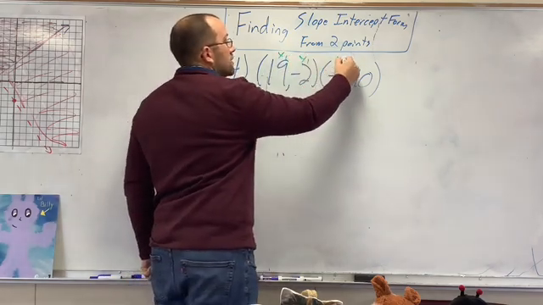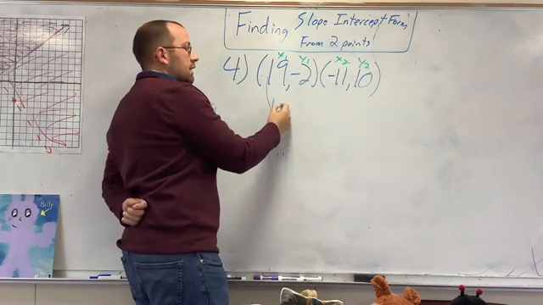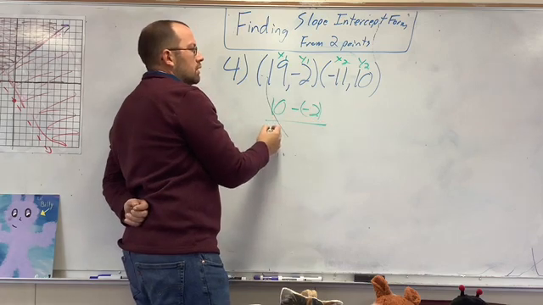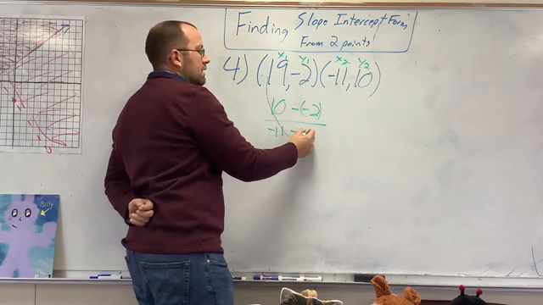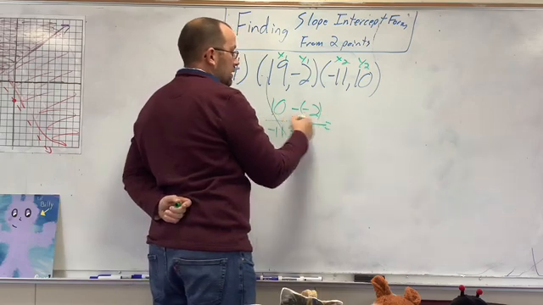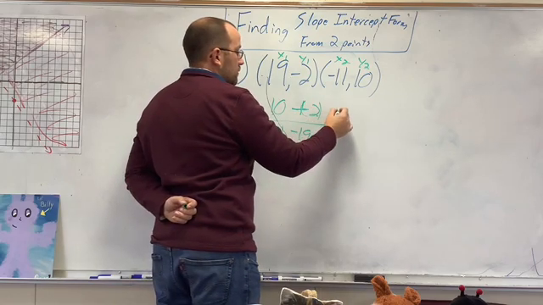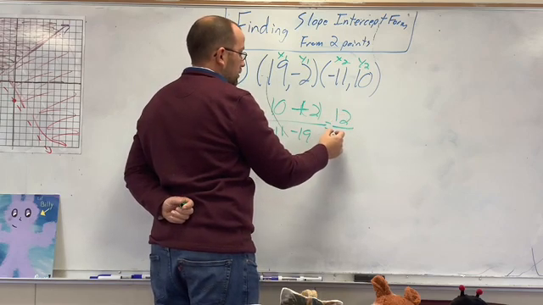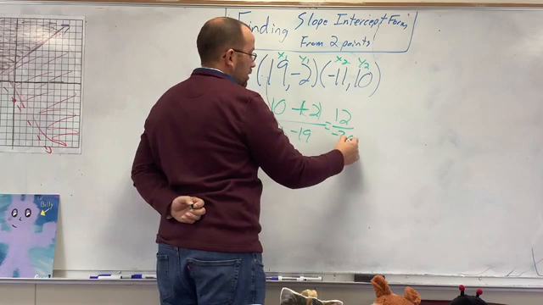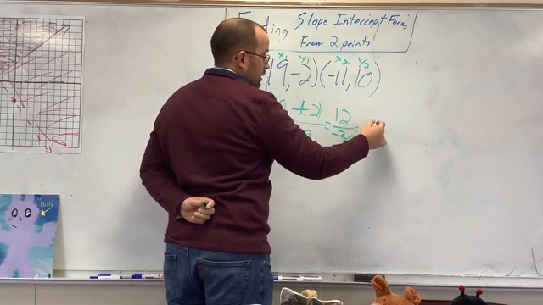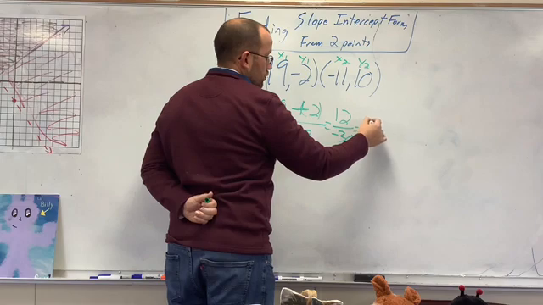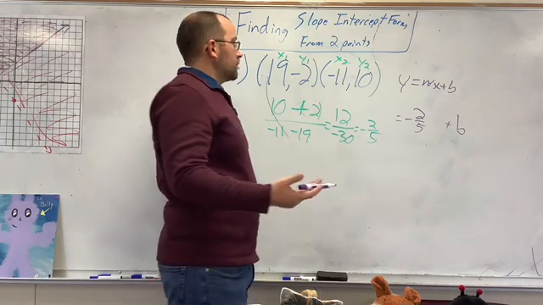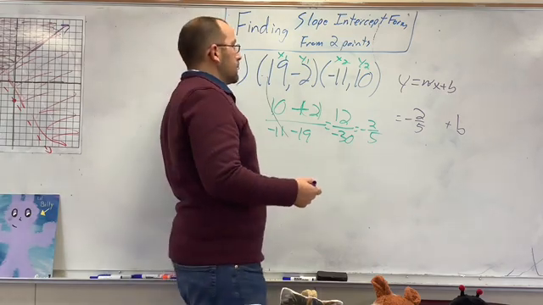So x1, y1, x2, y2, plug them all in, I get 10 minus a negative 2 over negative 11 minus 19. So that makes this positive 12 over negative 30, which gives me negative 2 over 5. All right, this is going to be a little difficult, but we'll make it through it.